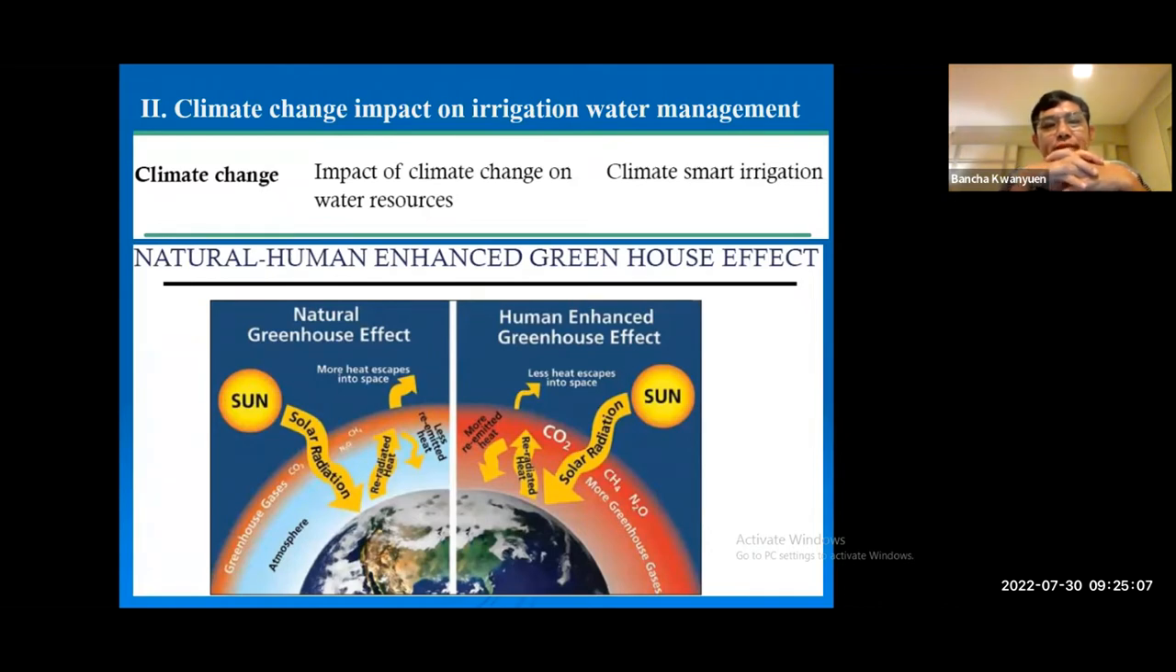and the impact on irrigation water management. You have a look at the process of the greenhouse gas and how the greenhouse gas traps the radiation, let's say the heat or radiation that is reflected from the earth and coming back to the atmosphere, and it is blocked by the greenhouse gas, which is mostly carbon dioxide, methane, nitrous oxide, sulfur dioxide, and other gases.